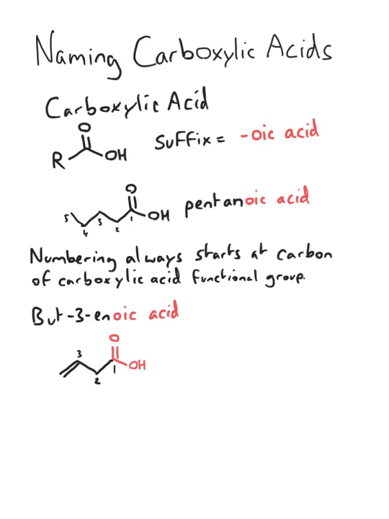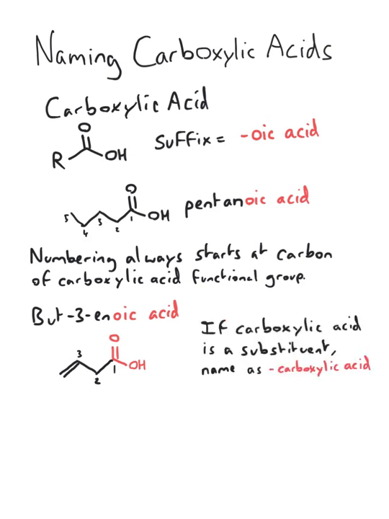As the carboxylic acid takes priority, it also becomes a bit of an issue if it is a substituent. But if it is, we just gotta name it carboxylic acid. So for example, in this case, it is cyclohexane carboxylic acid, as the carboxylic acid is a substituent of this cyclohexane. Just note that even as a substituent, it takes priority.